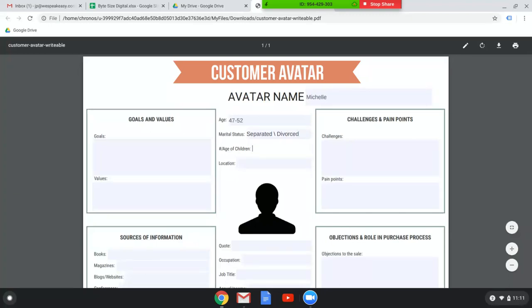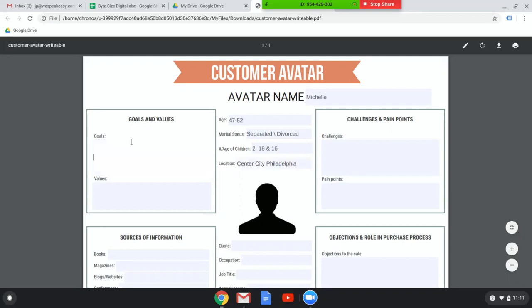How many children does the person have and how old are those children? So we're going to say they have 2 children and they're 18 and 16. And then location, obviously, we're going to do Center City, Philadelphia. So again, try to be as specific as possible. Philadelphia is a huge city with millions of people, so not everyone's an ideal client.